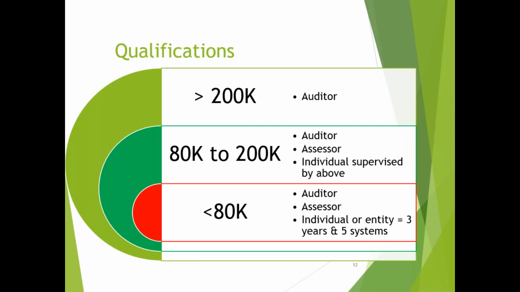80 to 200K, it could be an auditor, an assessor, or an individual supervised by either of the above. And then for less than 80K, it can be an auditor, an assessor, or an individual or entity with three years of experience or more with those particular systems, up to five systems, I believe.